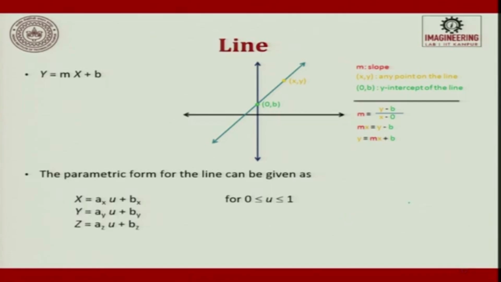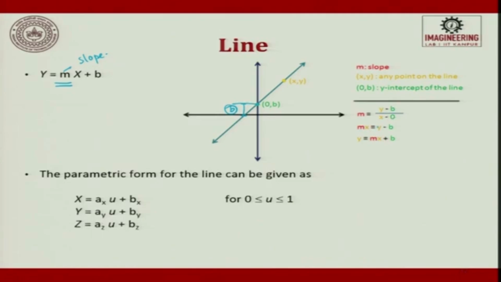When we talk about a line, we have a line which is not passing through the origin, which is slightly offset. Now this line can be represented as an equation y equal to mx plus c, where m is the slope, x and y are the coordinates, and OB is the y intercept. So that is mx plus c or b. That b is nothing but OB.